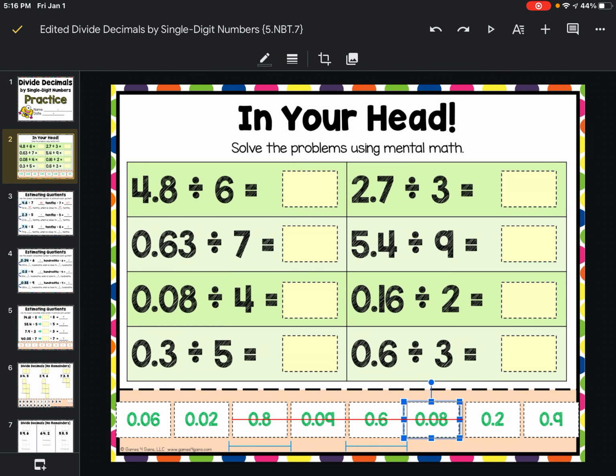Now, how do I know which one? Well, if I look at my numbers, I have 1 decimal place. I do not have 2. So I'm going to go with, it would be this one because there's only 1 decimal place to move.